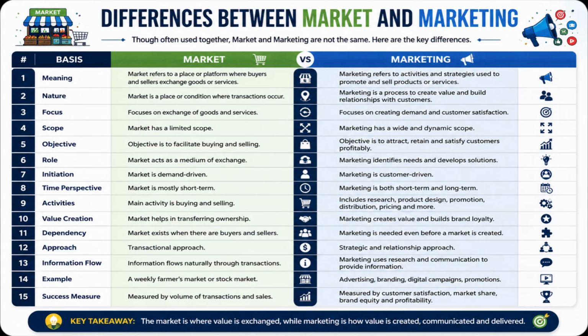customer relationships. Number 3. Market focuses on the exchange of goods and services, whereas marketing focuses on creating demand and satisfying customer needs. Number 4. Market has a comparatively limited scope, whereas marketing has a broad and dynamic scope covering various business functions. Number 5. The objective of a market is to facilitate buying and selling, whereas the objective of marketing is to attract, retain, and satisfy customers profitably.